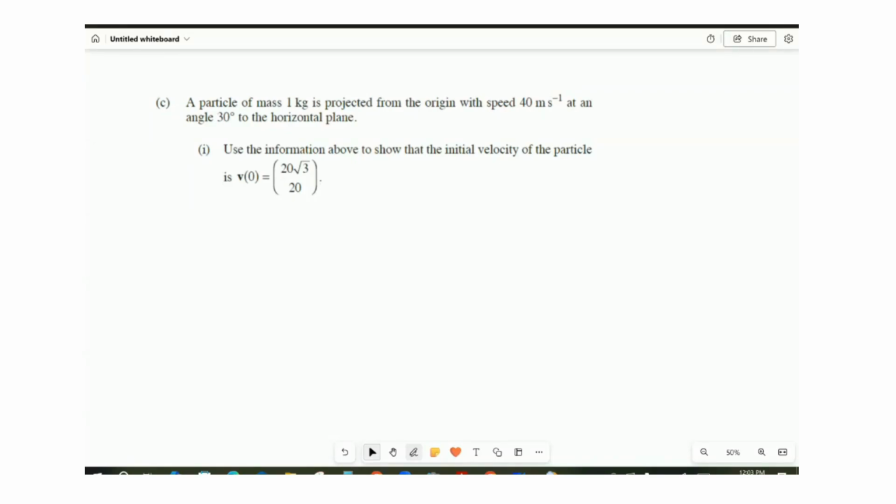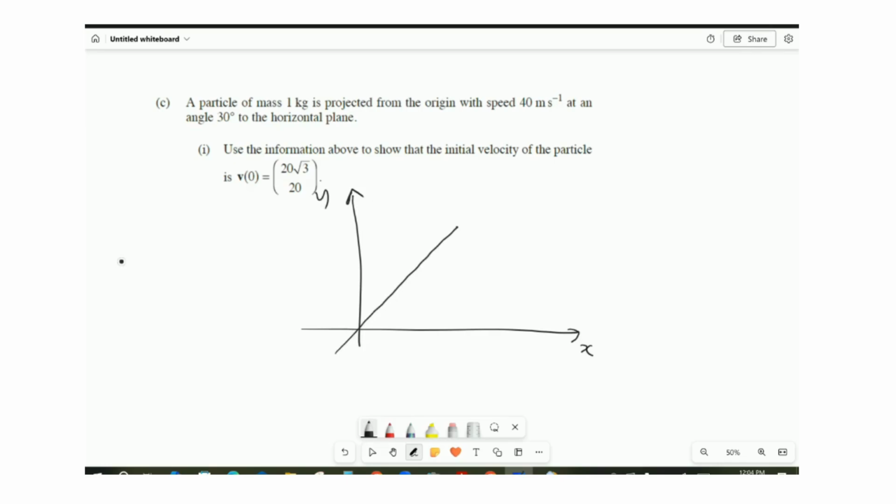Okay, now I'm going to do question 13C, that is: a particle of mass 1 kilogram is projected from the origin with speed 40 meters per second at an angle 30 degrees to the horizontal plane. If I draw the diagram, it is something like this. This is X, this is Y. This angle is 30 degrees, and that one is 40 meters per second.